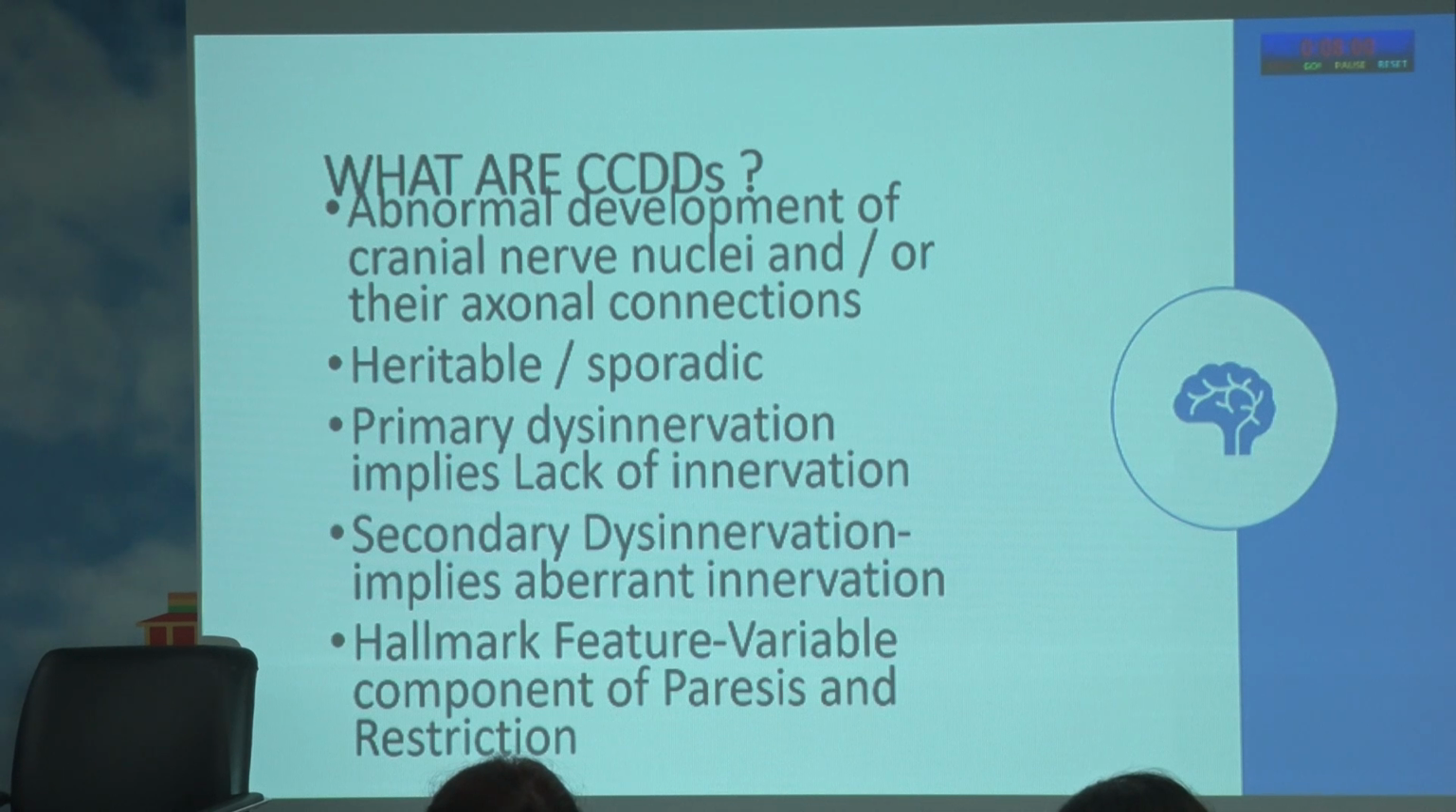So, the hallmark feature is that there is a variable component of paresis and restriction. This becomes a complex strabismus because you have a paresis and you also have a restriction. Now, this component may change. You may have conditions which are mostly restrictive and conditions which are mostly paretic. So, you will have a wide spectrum of presentation from almost total restriction to some paresis, and along with this also comes some kind of aberrant innervation. Restriction, paresis, and something coming elsewhere. So, it makes it very complex.